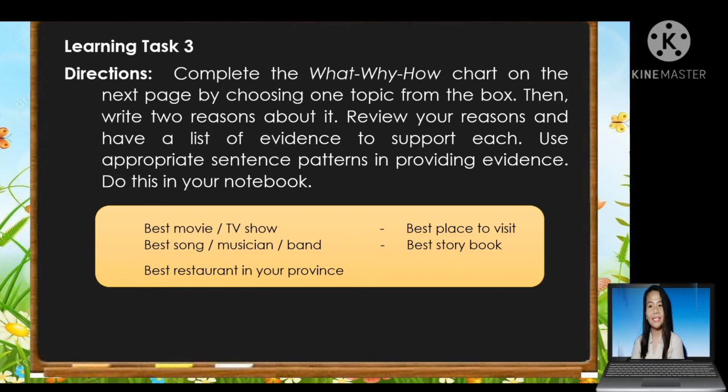Directions. Complete the what, why, how chart on the next page by choosing one topic from the box. Then write 2 reasons about it. Review your reasons and have a list of evidence to support each. Use appropriate sentence patterns in providing evidence. Do this in your notebook. So you're going to choose from the given choices below. Choose at least one. I will be giving you 3 minutes to do this activity.